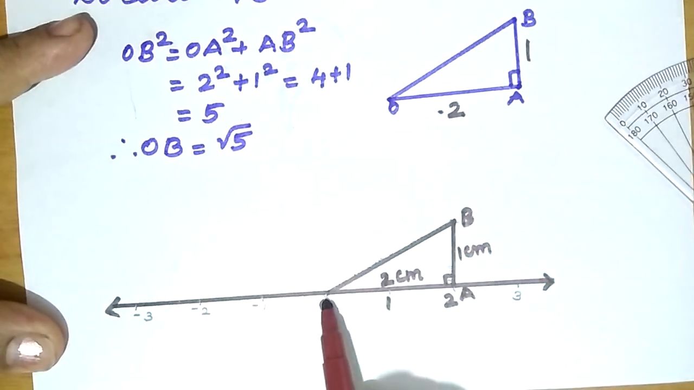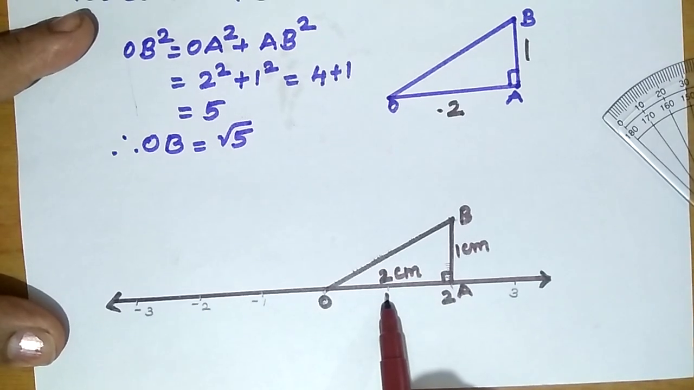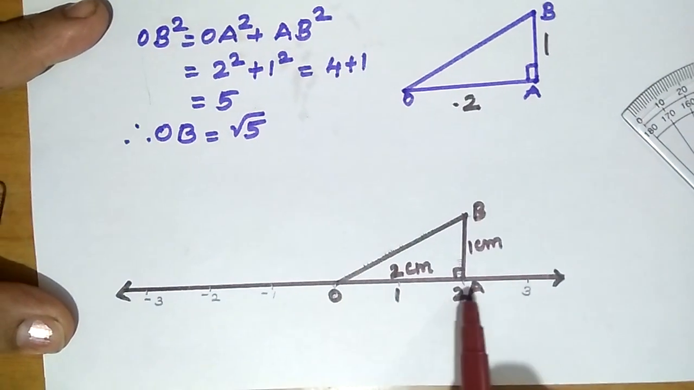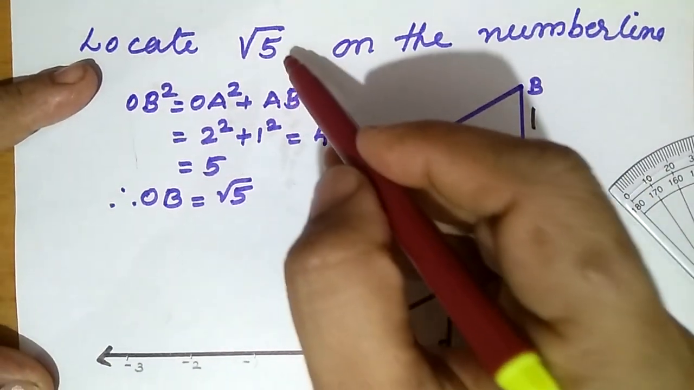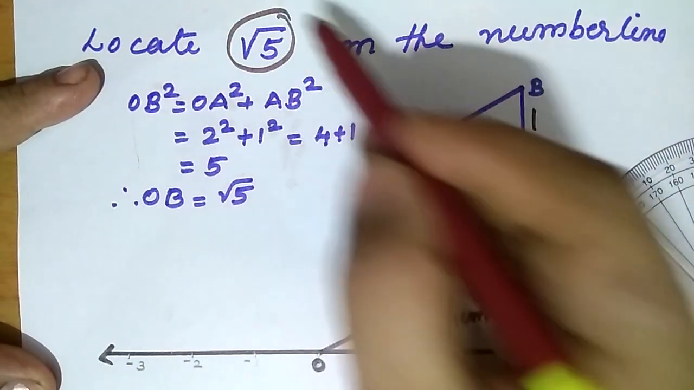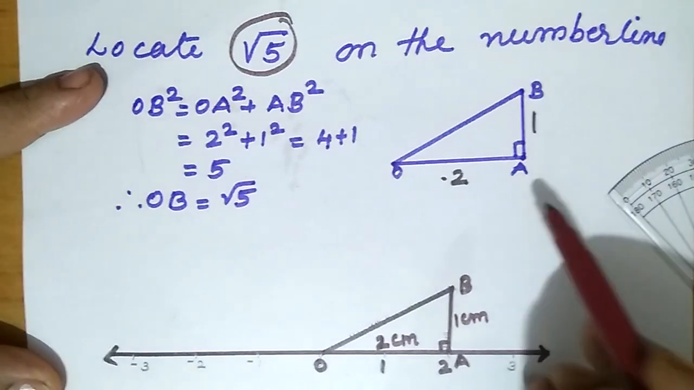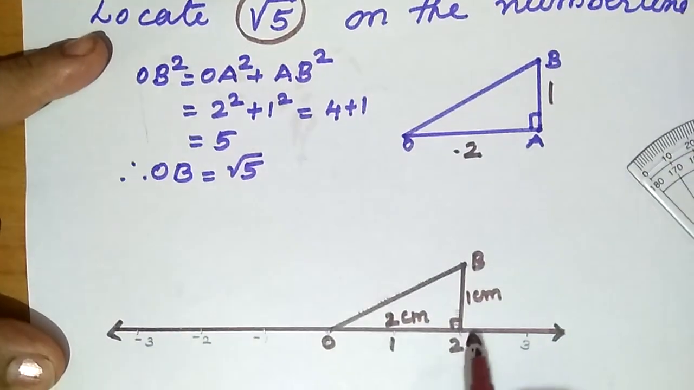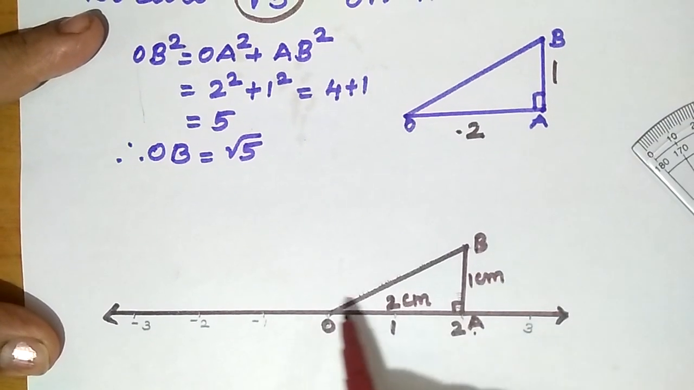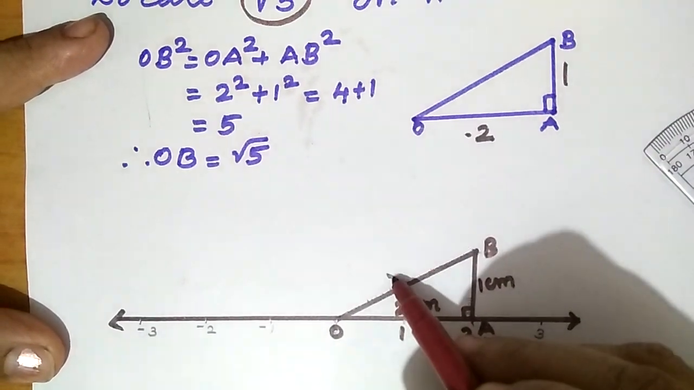So this is the difference between the previous one and this one. What is the difference? In the previous question we marked A at 1 centimeter. This time we are marking A at 2 centimeters. According to the question, this time we need root 5, so we have changed the base length, right? So 2 square plus 1 square: we have taken OA as 2, height as 1 centimeter. Now you got the hypotenuse length as root 5.